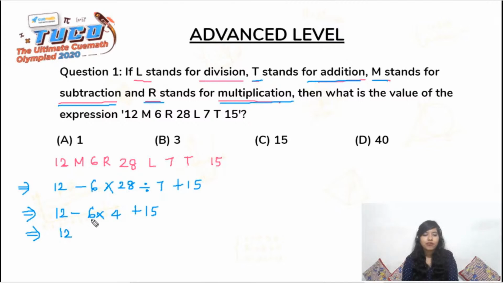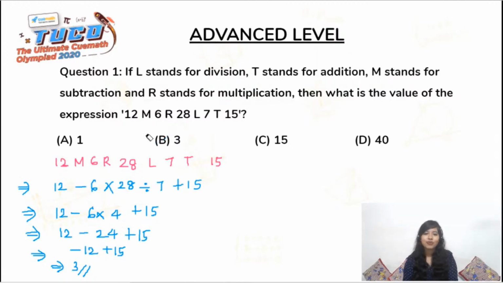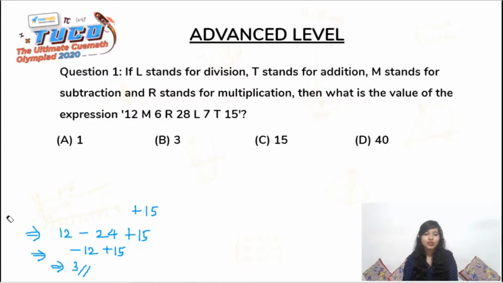From here, we would now be doing 6 times 4, which is 24, plus 15. So 12 minus 24 gives us a negative 12, plus 15, which is equal to 3. Hence, 3 is the correct answer. This was pretty simple, right? The question looks difficult, but the solving part of it is just like we were doing the previous questions. I hope this was clear to all of you.